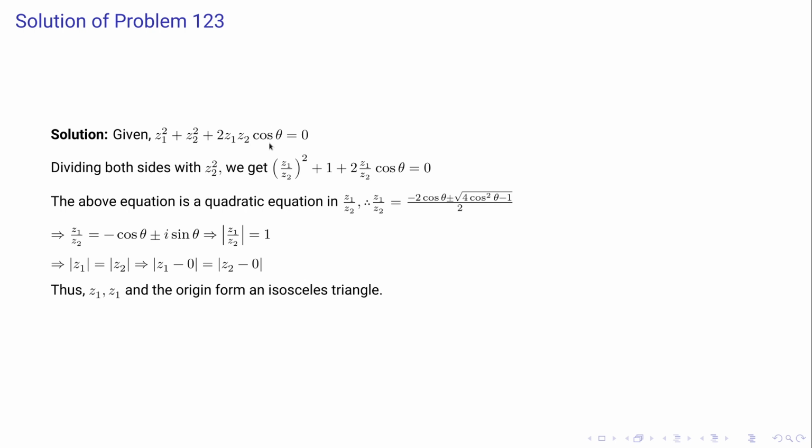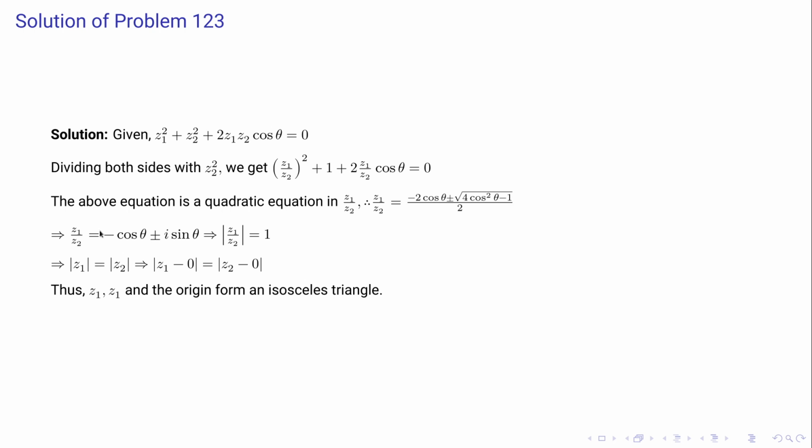So we divide both sides by Z2 square. So we get (Z1 by Z2) whole square plus 1 plus 2 Z1 by Z2 cos theta is equal to 0. Now this is a quadratic equation in Z1 by Z2. So the roots would be minus 2 cos theta plus minus square root of 4 cos square theta minus 1, by 2. We need to know quadratic equations to understand where this came from.